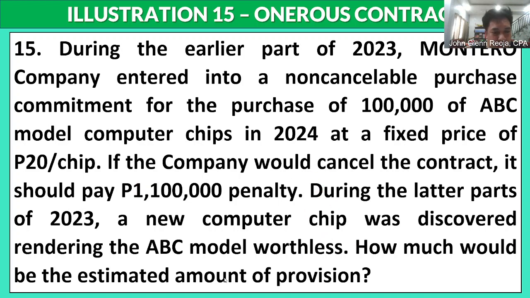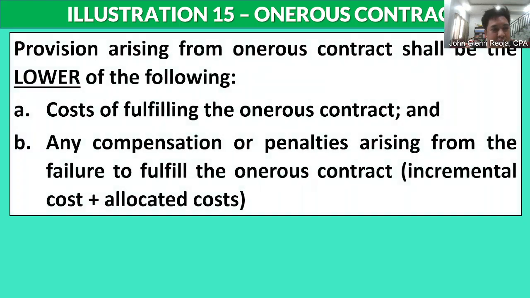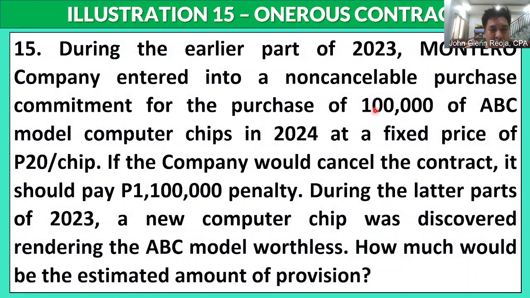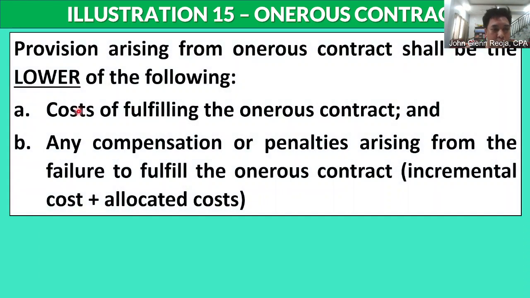Will he recognize a provision? This is a provision arising from an onerous contract. Since there is already a contract, how much would be the amount? This is a unique case. The provision for the onerous contract shall be the lower of the following. The first one is the cost of fulfilling the onerous contract. How much is the cost of fulfilling the contract? That is 100,000 times 20 per chip, which is 2 million. They will pay 2 million to purchase the computer chips.